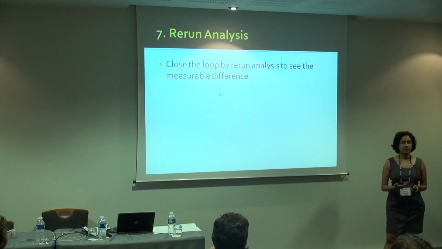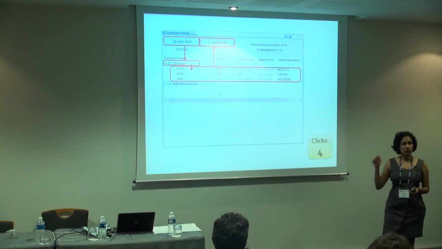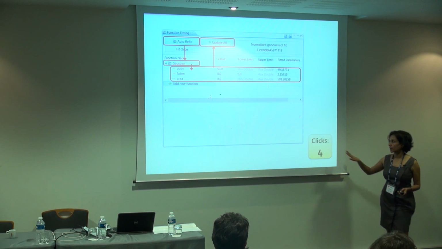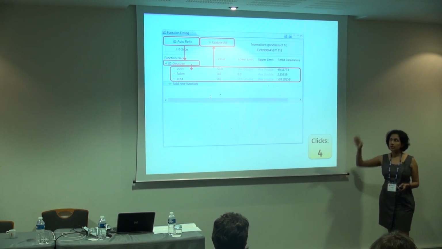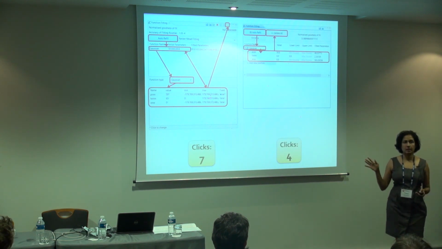So the final step is you just close that loop by rerunning your analysis to see what is the measurable improvement you've made here? So we did that and we went through all our steps again. And this time we came up with just 4 clicks for all the different stages.